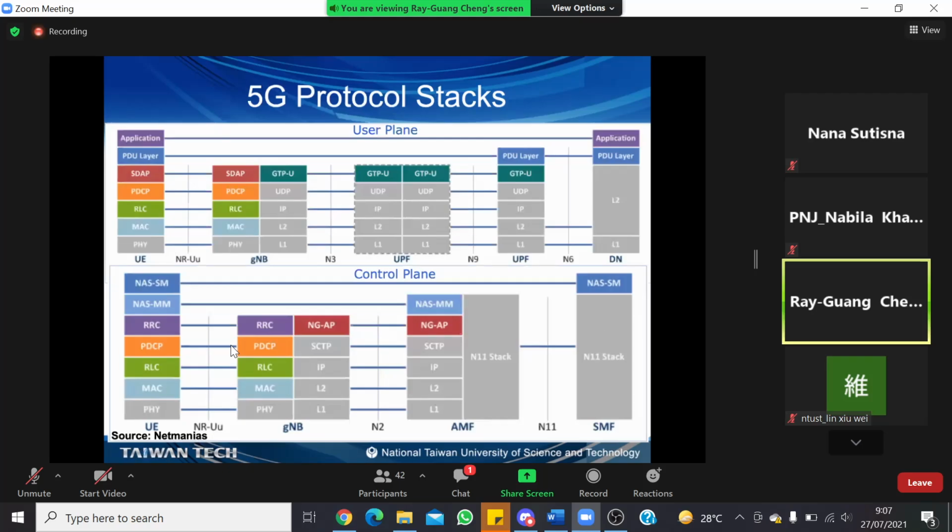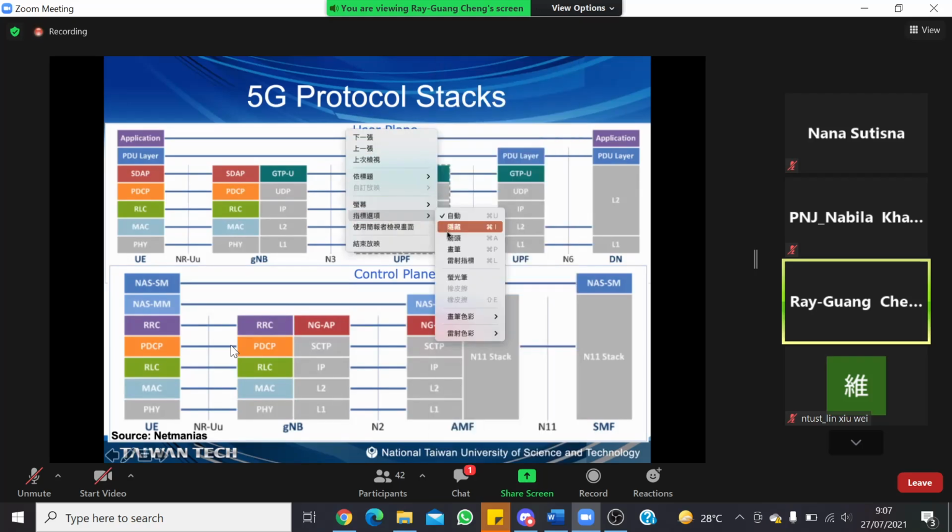So this is the protocol stack. For that, you already see the GTP. You already see the SCTP. This is used for the transport protocol for control plane and for user plane. The upper part is for user plane. The lower part is for control plane.